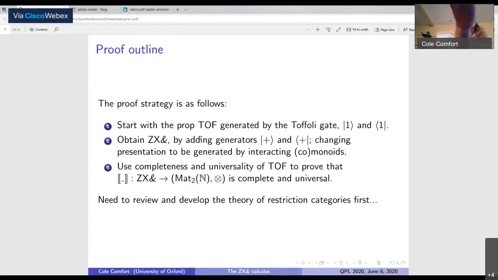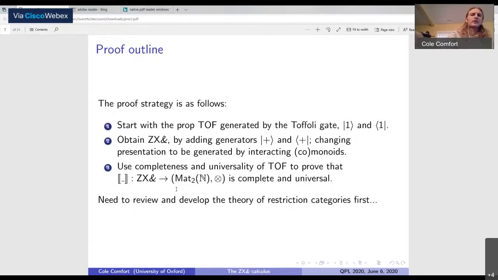And then I change the presentation of this category to be given in terms of monoids and comonoids interacting via distributive laws. And then finally, the third bit, which is probably the most interesting part, involving the least amount of calculation, which is what I'll talk about today, is I'll use the completeness and universality of TOF that I proved in the previous paper to show that this extension ZX is complete and universal with respect to this interpretation into qubit natural number matrices.